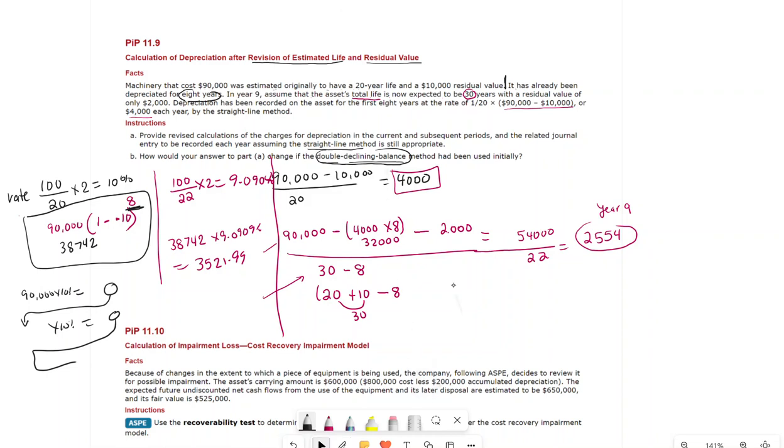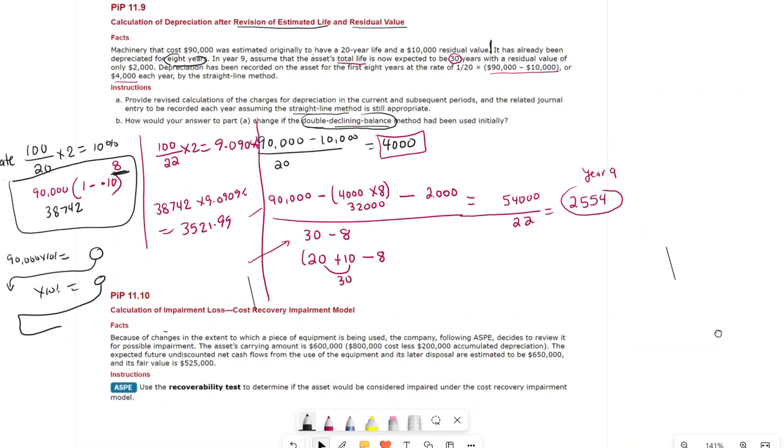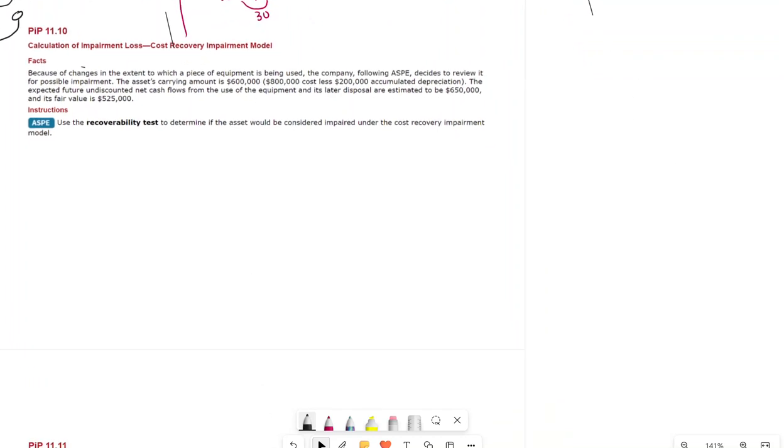Now the next topic I needed to go to is doing the recovery, the impairment loss. So impairment loss, how do we recognize it, and what do we do under this? The first one is the cost recovery impairment model, and it's used by ASPE companies, where you need to learn how to do a recoverability test.